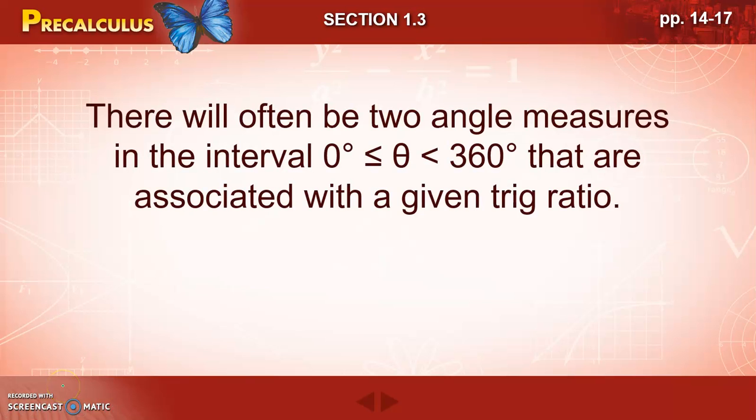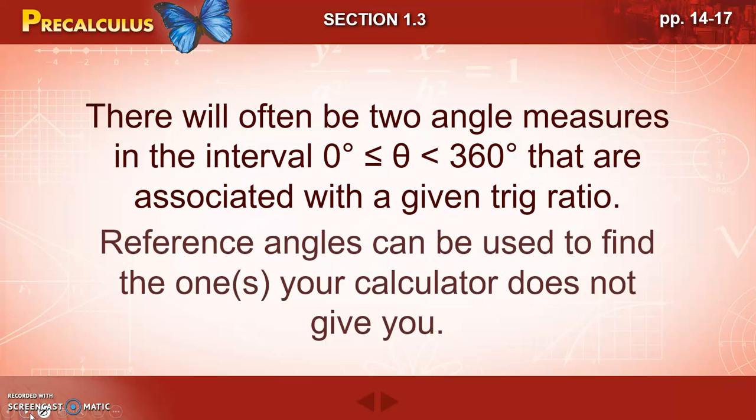There will often be two angle measures in the interval between 0 and 360 degrees that are associated with a given trig ratio. Reference angles can be used to find the one or the ones your calculator does not give you. So more than one angle measure will have the same ratio because we can keep going in circles and circles and circles like we talked about with those coterminal angles.